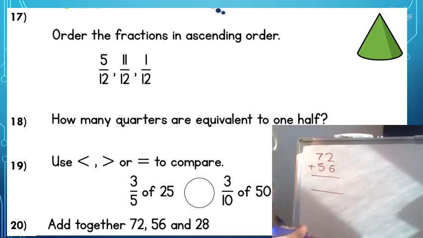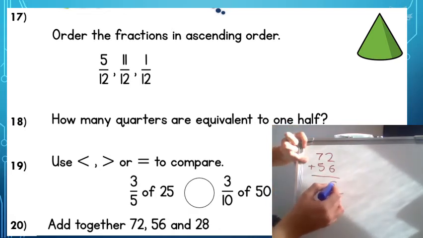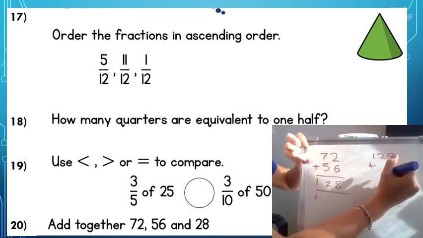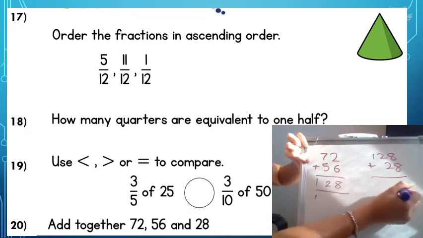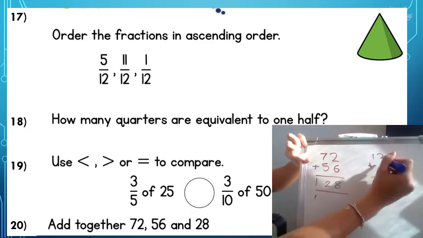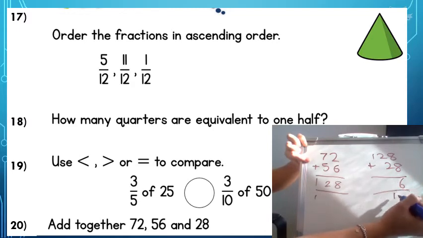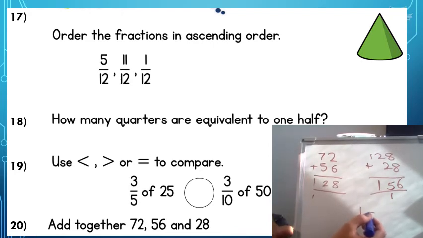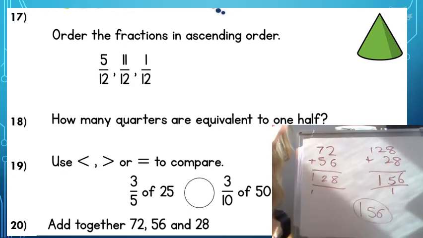And finally, number 20, there are 2 ways you could have done this. You could have added them separately or all in the same column. You could have done 72 add 56, which I know is going to be 128, and then doing 128 add 28. 8 add 8 is 16, 2 add 2 add 4 is 4, add 1 is 5, and then you've got your 100. So your answer is 156. So you could have done it with 2 separate column methods or all in the same column.